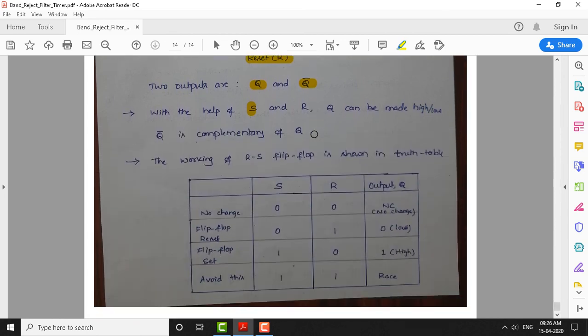Now let us understand the overall working of this RS flip-flop through this truth table. When we have the 0-0 combination for both S and R, that means we are not applying any activating signals at the set input and the reset input. The RS flip-flop remains in the previous state. It doesn't change its output state. So Q will be in the previous state, that is, no change.